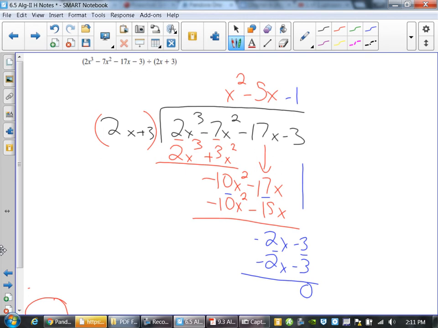Right. Now, what's nice about this is since this had a remainder of 0, that meant 2x plus 3 is a factor of 2x cubed minus 7x squared minus 17x minus 3. So we basically factored that out and showed that it did work, which means that we knew that there was at least one 0. One 0 occurred at -3/2. Where did you use that? You'll see more of that when we do synthetic.